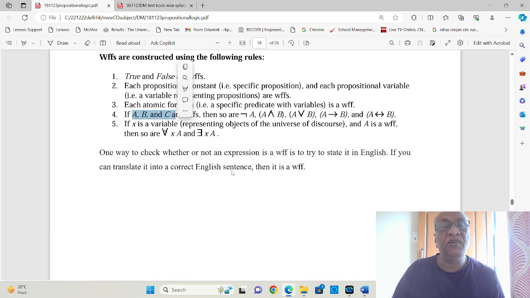Let us say A, B, C are well-formed formulas, then not A, A and B, A or B, A implies B, A double implies B are also well-formed formulas. If X is a variable and A is a well-formed formula, then for all X A and there exists X A are also well-formed formulas. Now, how do I check whether an expression is a well-formed formula or not? What we can do is try to convert that well-formed formula into an English sentence. And if the representation and translation is proper and correct, then it is a well-formed formula.